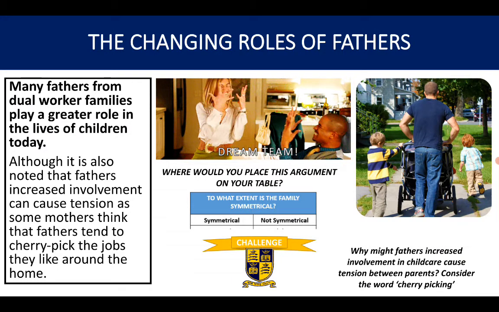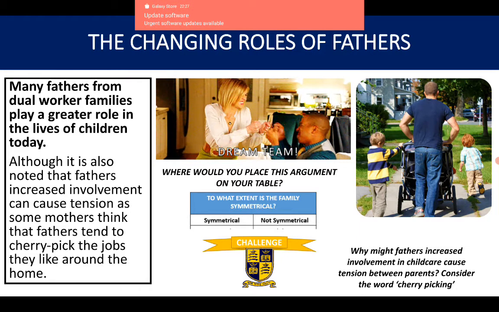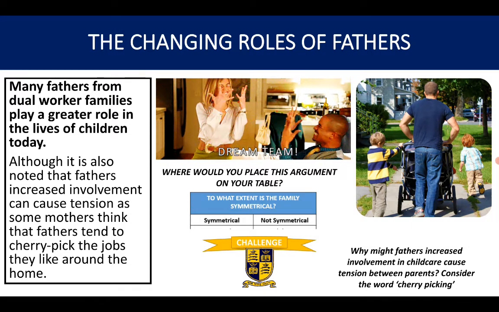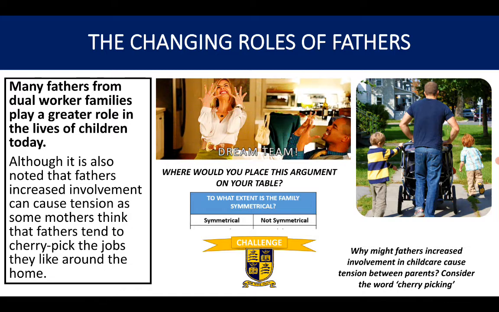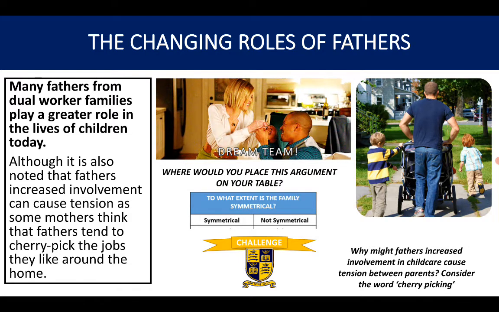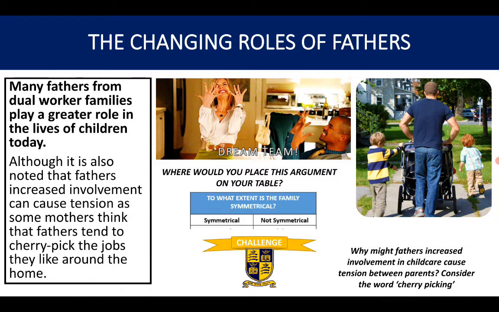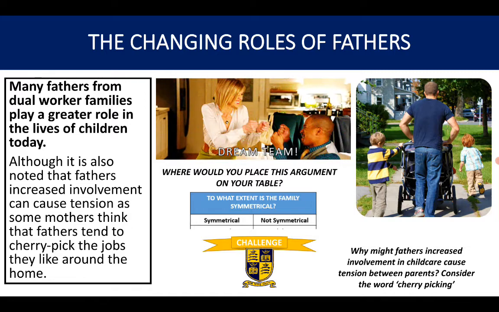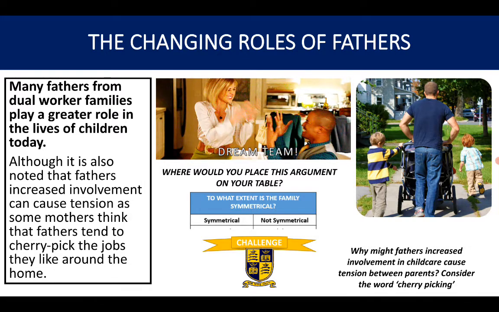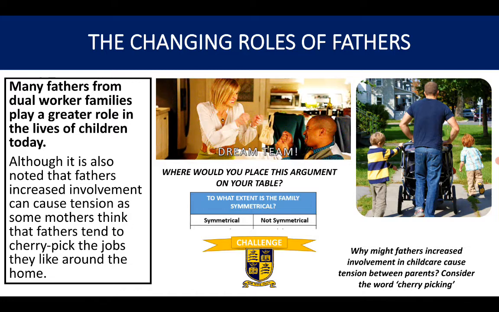And what you've noticed is that there are now changing roles of fathers. So many fathers from dual worker families play a great role in the lives of children today. Although it is also noted that fathers' increased involvement can cause tensions, as mothers think that fathers tend to cherry pick the jobs they like to do around the house. So the argument here is that even though men are becoming more involved within the household, there is a feminist argument which has emerged whereby they believe that men are cherry picking, so they're choosing to do certain jobs which are easier for them and neglecting the main jobs within the household. So even though it may seem as though men are doing more within the home, they're only cherry picking certain tasks which are easier for them, but it still appears as though they are doing more.